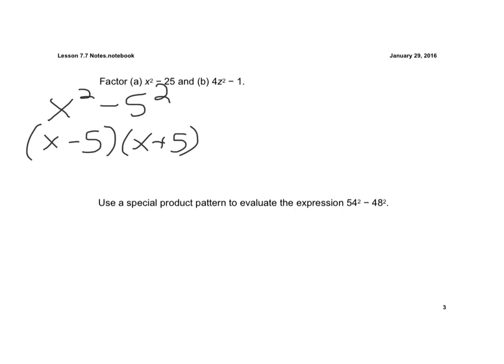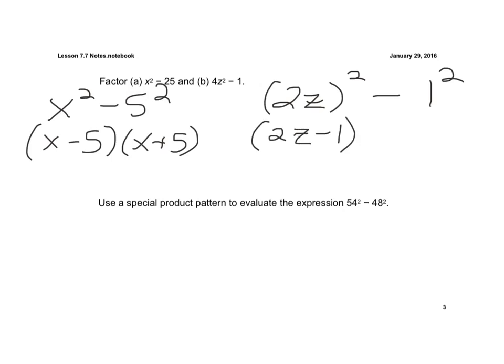In letter B, 4z squared, well, that's actually 2z all to the second minus 1 to the second. So now my pattern is 2z minus 1 times 2z plus 1.